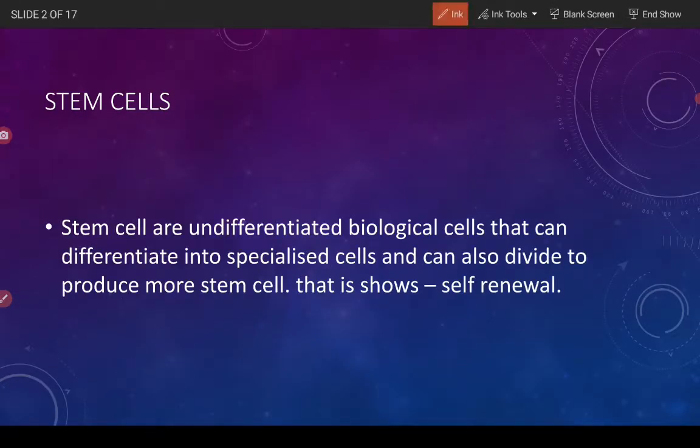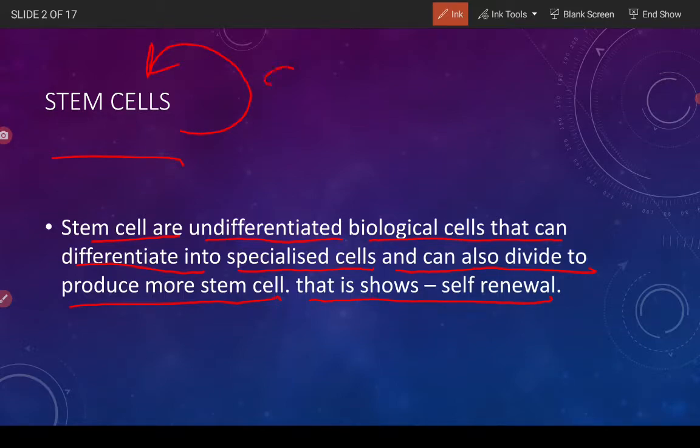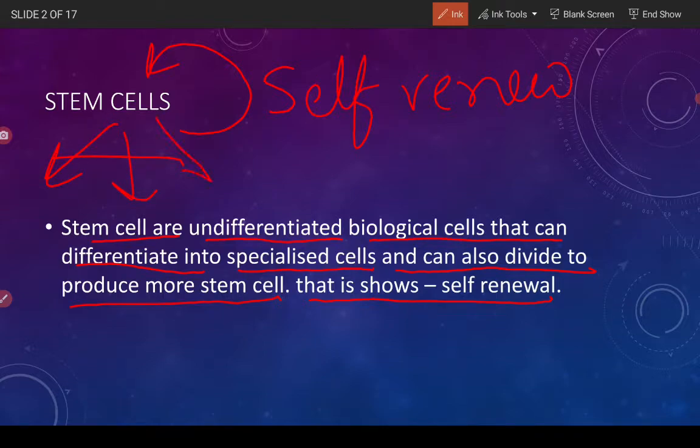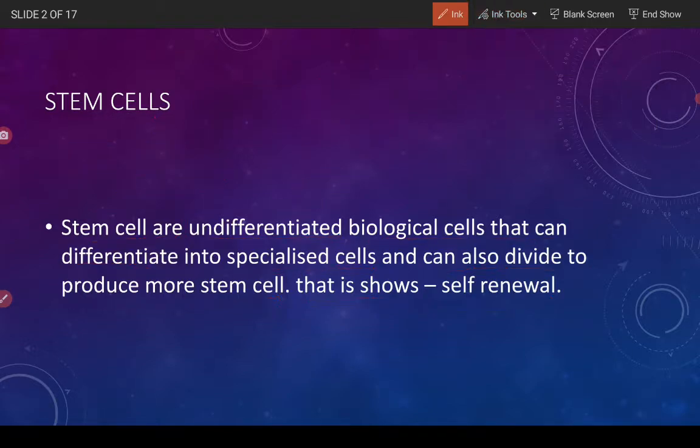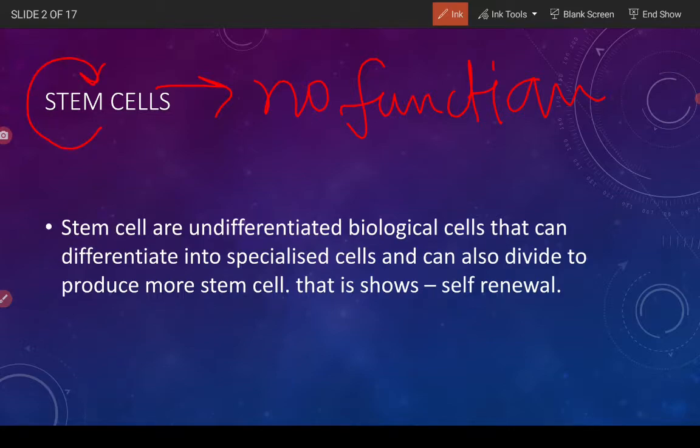So stem cells, this is the definition. Stem cells are undifferentiated biological cells that can differentiate into specialized cells and can also divide to produce more stem cells. That shows self-renewal. So stem cells are those cells that can self-renew and form numerous different kinds of cells. Stem cells in themselves are undifferentiated, which means they have no specific function. But their main job is to divide to form more stem cells.